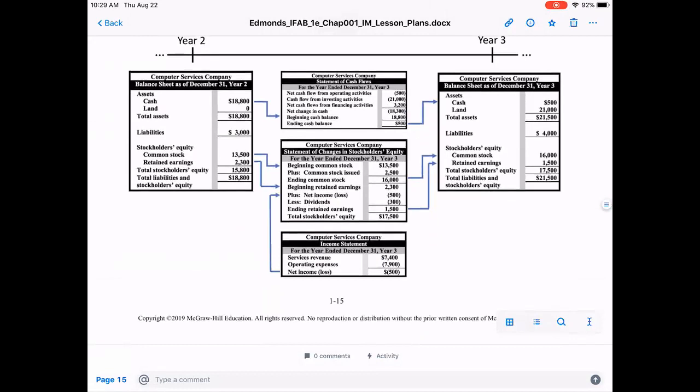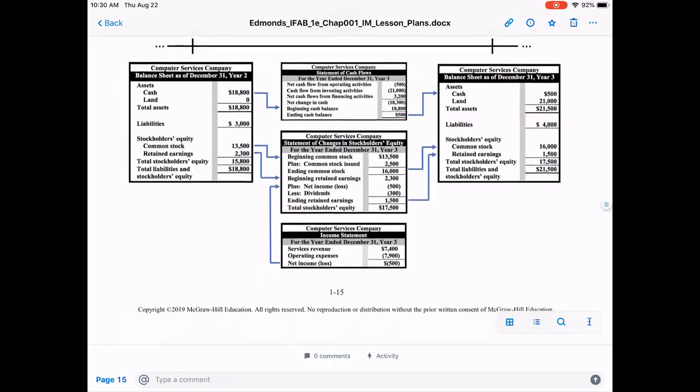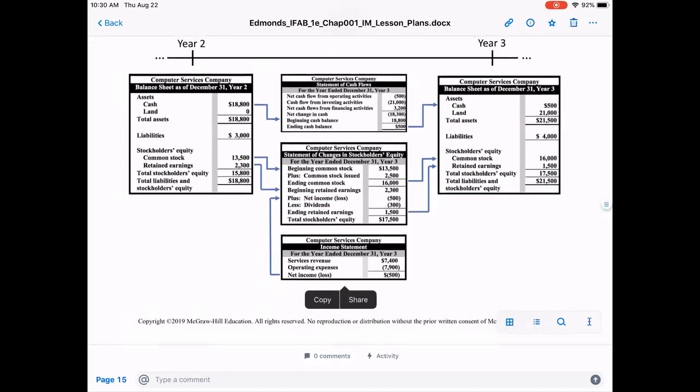And then yet again, we'll add in one more statement, and it's called the statement of cash flows. How did this cash balance of $18,800 get all the way down to $500? That's quite a bit of change. Well, the statement of cash flows will help explain that. There are different types of cash flow activities: operating activities, investing activities, and financing activities. All of those are discussed in your textbook, and for the purposes of saving time, I'm not going to go through each one of those.